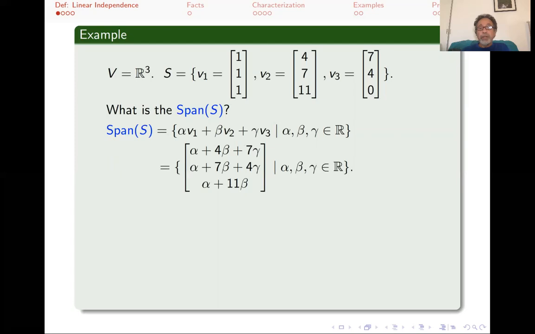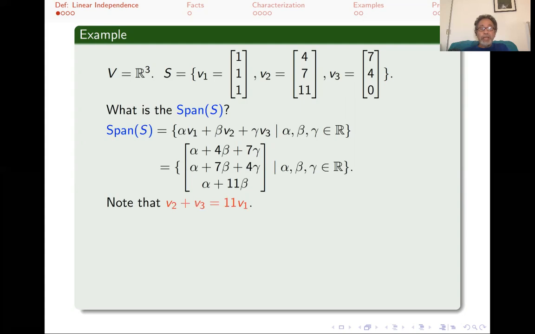If you multiply V1 by alpha, V2 by beta, and V3 by gamma and add them, what we get is that vectors of the form (alpha plus 4 beta plus 7 gamma, alpha plus 7 beta plus 4 gamma, alpha plus 11 beta) are in this span of S. If a vector walks through the door and asks, am I in this span of S or not, you would have to figure out if there's an alpha, beta, and gamma that make it look like that. Just by looking at that vector, it won't be 100% obvious if it's in the span of S or not. You would have to do a little bit of work.